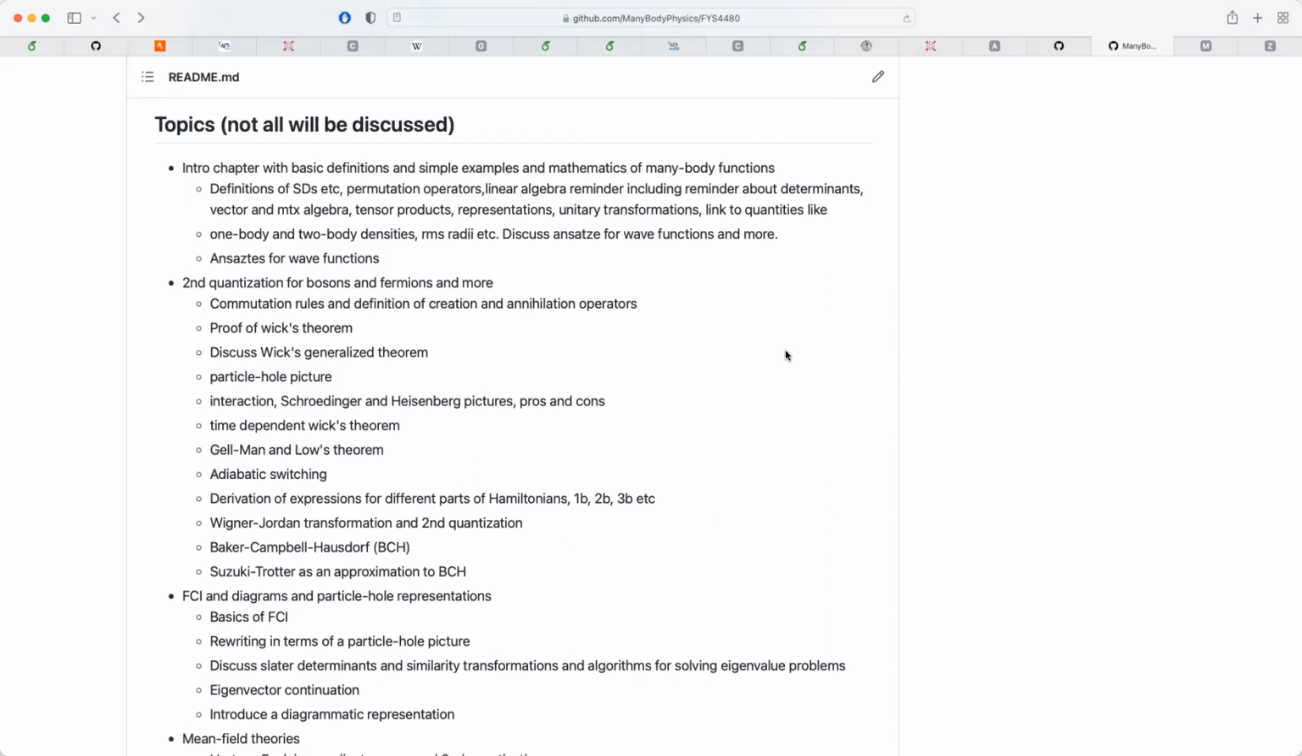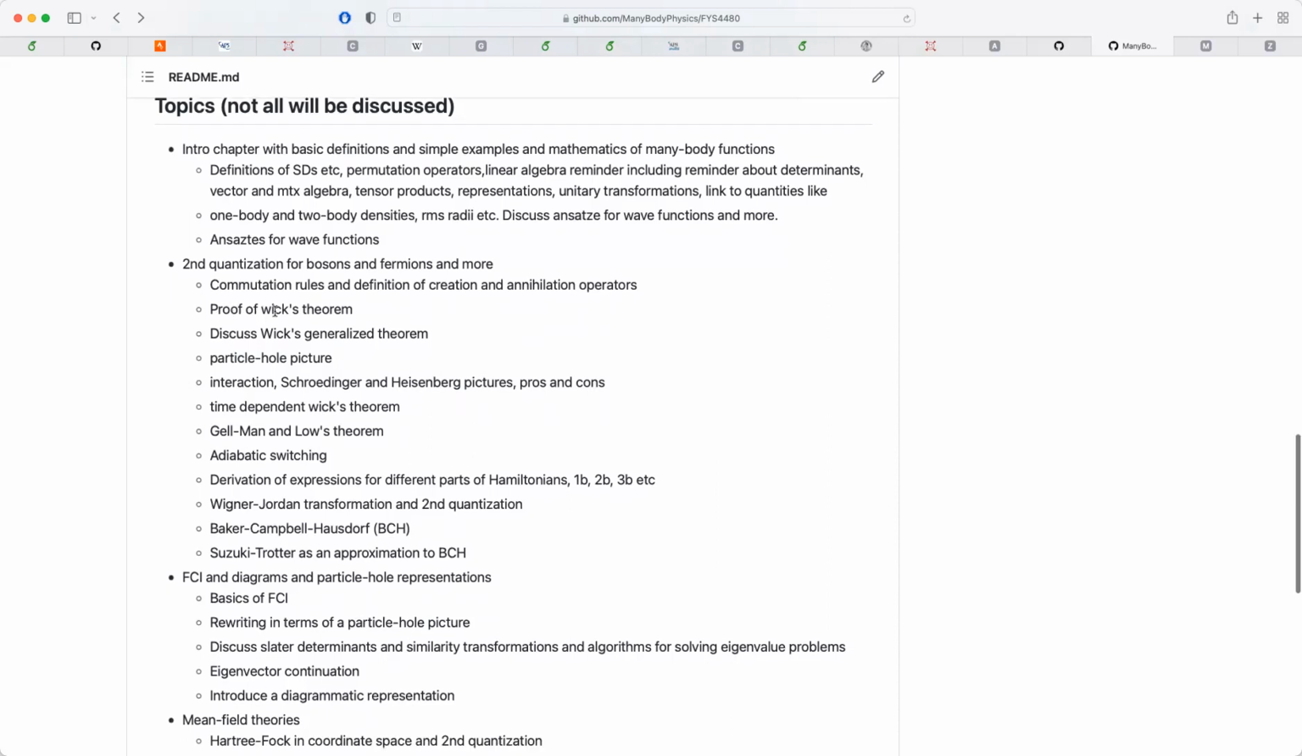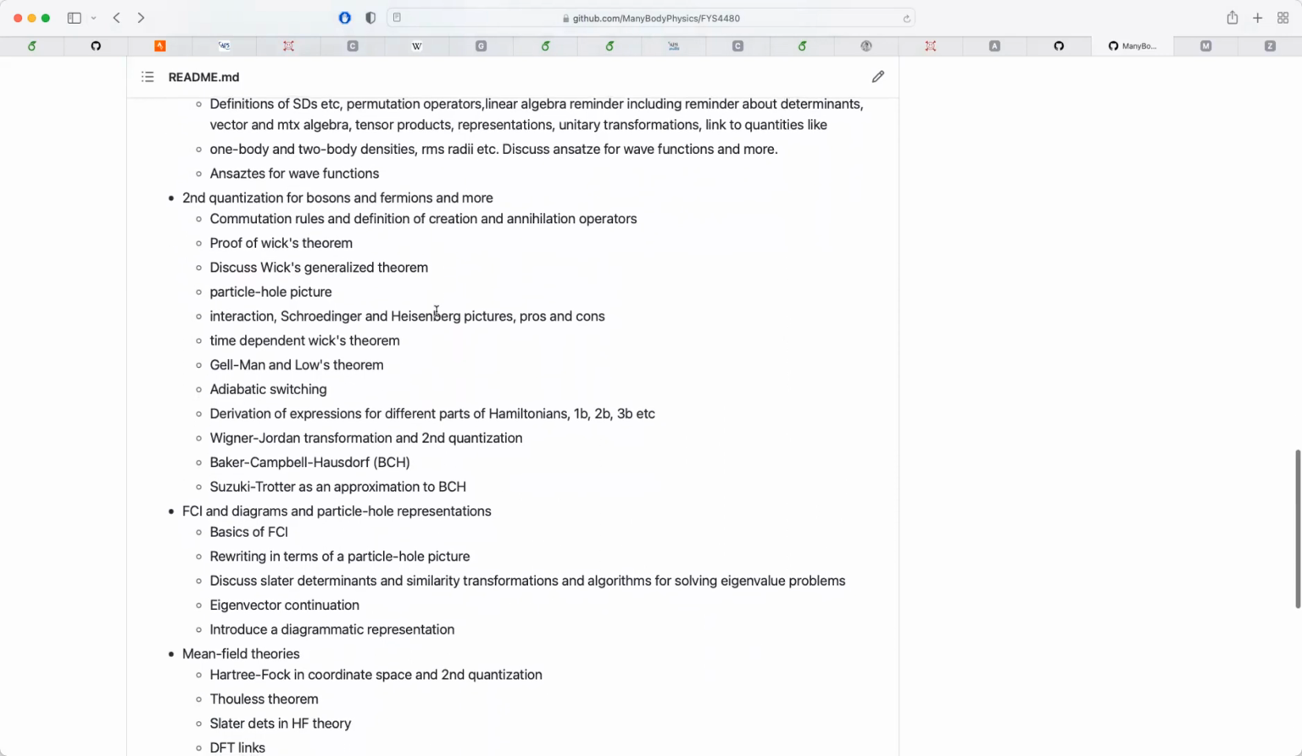There's no kind of second quantization or first quantization, but that's a kind of labeling which has been used for many, many years. I normally prefer number representation, and you will see why. And here we have several technicalities like the commutation rules, definition of creation and annihilation operators.